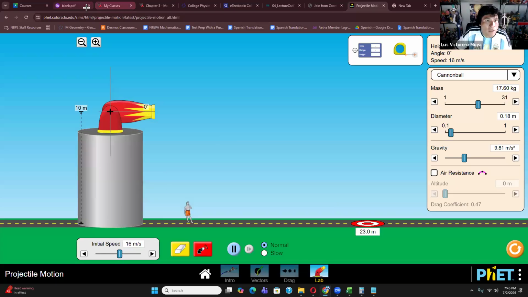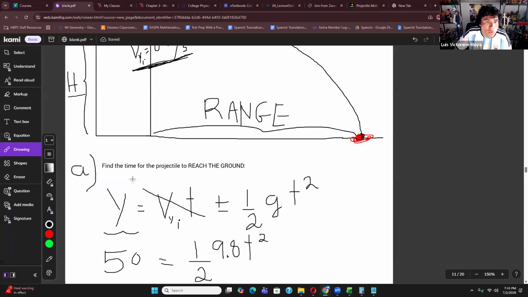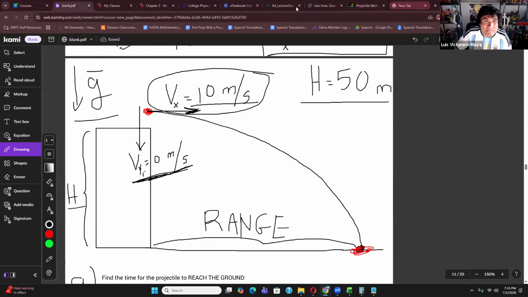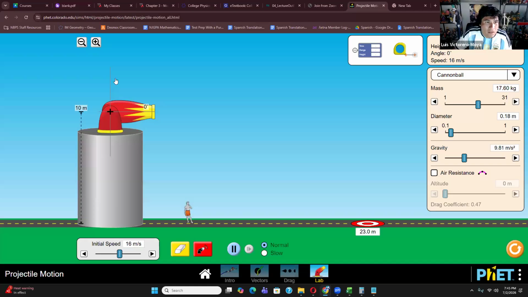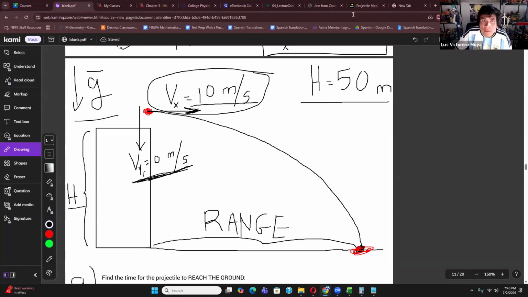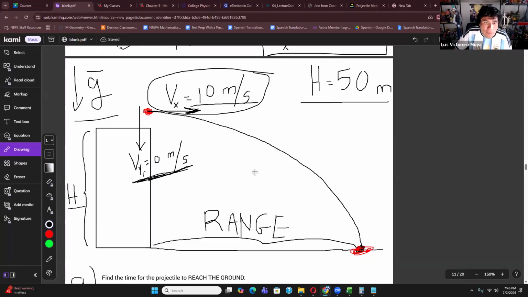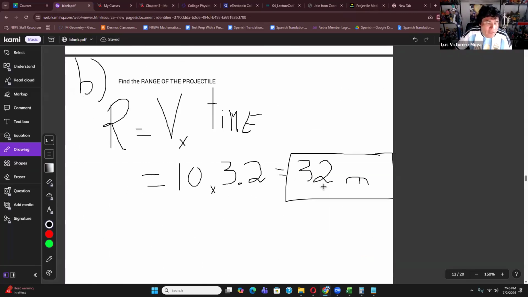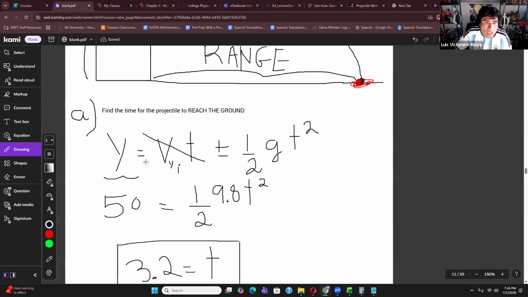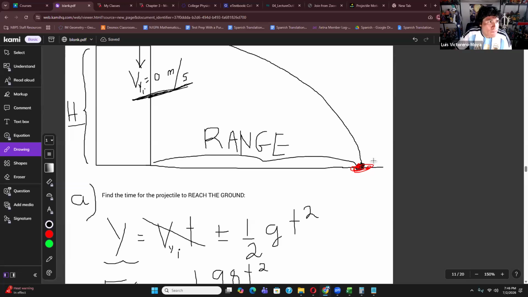What was the one I gave you? 10. Oh, can I do 50? I don't think so here. Cannot test that. It would be nice to test that in here, but we cannot get to 50 here. That's okay. So 32 meters is the range of the projectile.